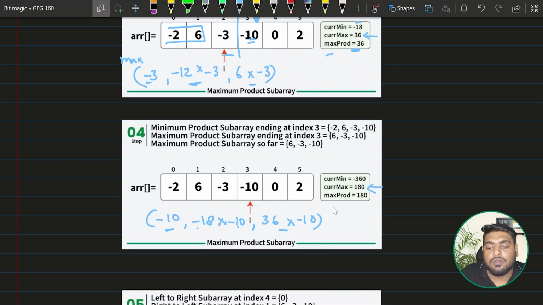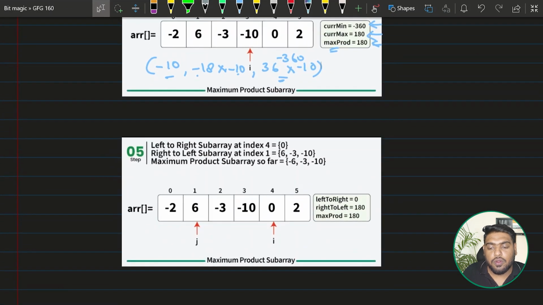That is what we are now going to set as our current maximum. And then here, you can see only one negative symbol is here. Then this would turn to -360, which will now be our current minimum. Because again, we have got a bigger value in current maximum, my maximum product will increase, will be updated.